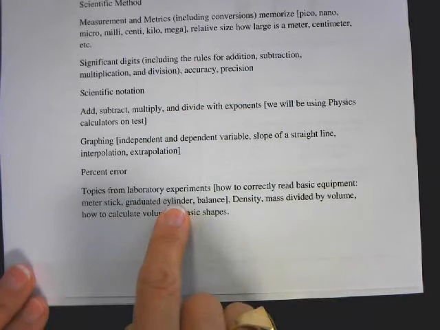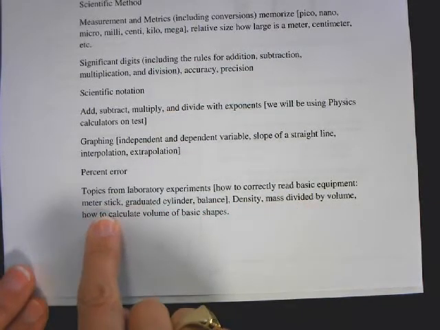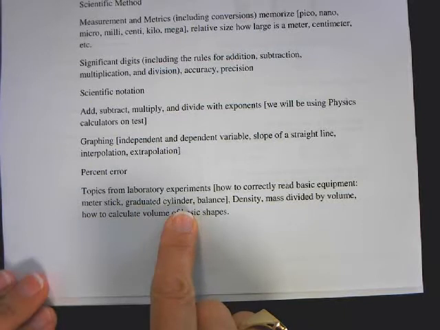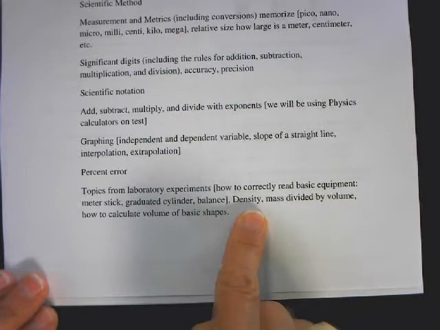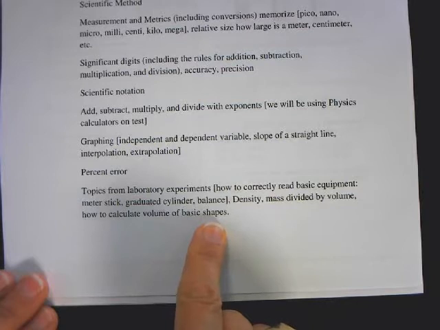And then topics, again, from the laboratory, how to correctly read basic equipment. So how do you properly use a meter stick? You read to the smallest division and you approximate between the lines. How to read a graduated cylinder and how to read a balance, because we did that. You need to know the equation for density, mass divided by volume, and then how to calculate the volume of basic shapes like we did in the lab.